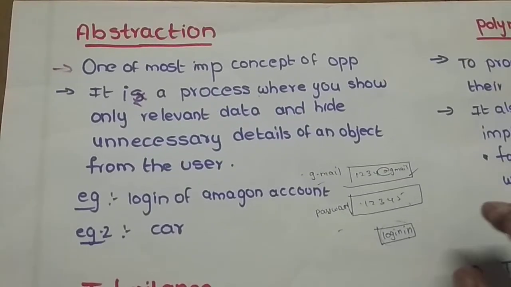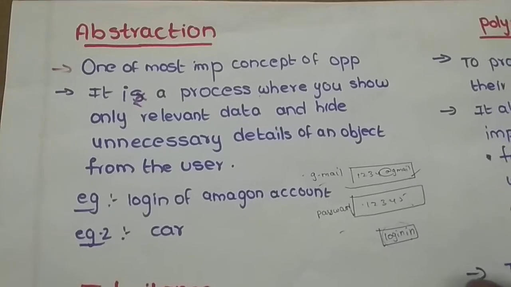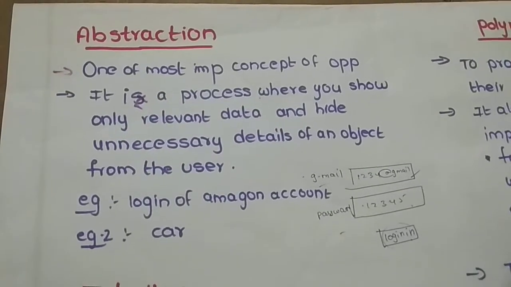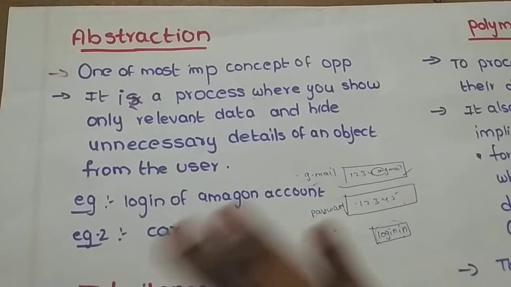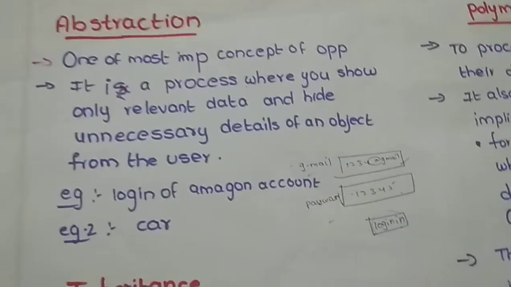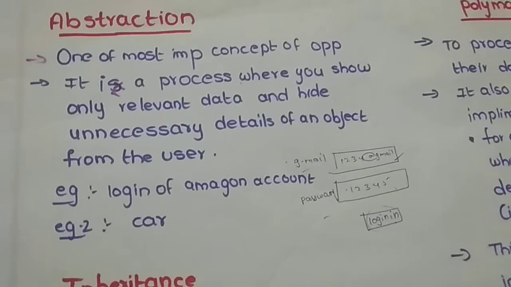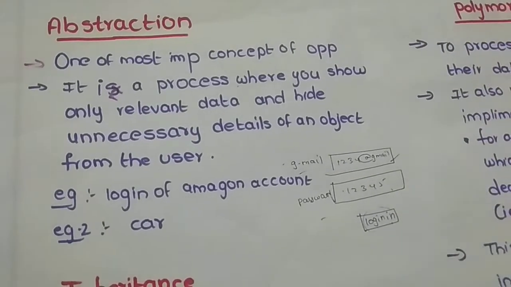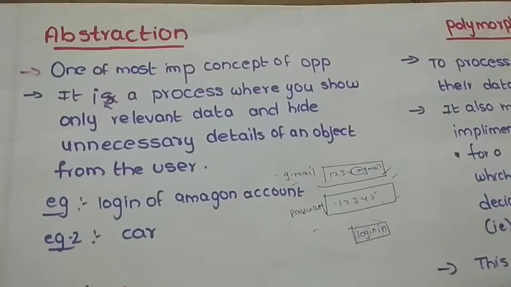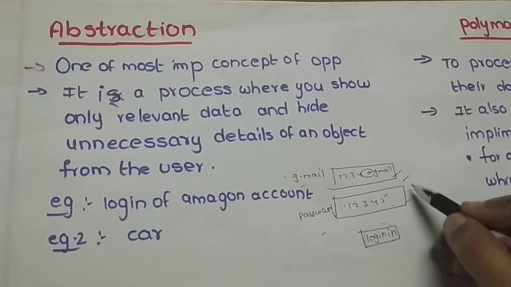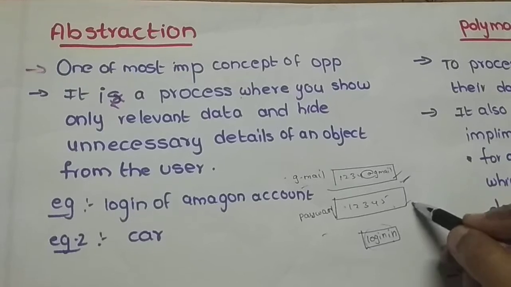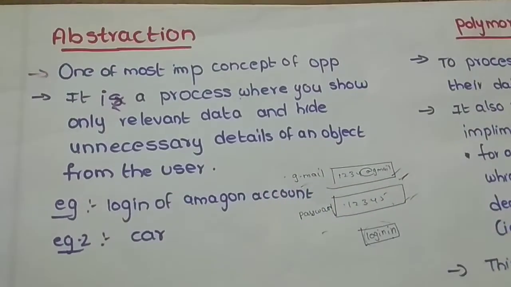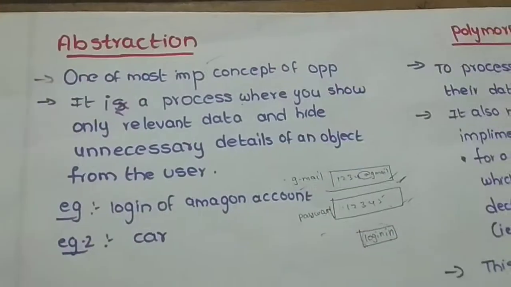So here we don't know how the input data is sent to the Amazon server or how it gets verified. It is all abstracted from us. We don't know about all those things. It means unnecessary details of an object are hidden. Only the necessary statements are displayed and the unnecessary things are not displayed. This is called abstraction.